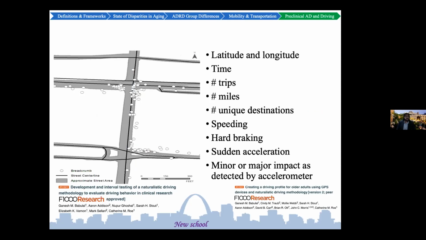And so what we get on a daily basis, anytime a participant starts their vehicle, the device starts recording data. And we get a breadcrumb. A breadcrumb represents at every 30 seconds a particular latitude, longitude, date, and timestamp. And from there, you can extrapolate and look at the number of trips, the number of miles, number of unique destinations across a single trip, across days, across weeks, across months, across years. You get the idea. Additionally, there are some adverse events it records if they do occur. So these are event-based triggers. That's speeding, hard braking, sudden acceleration, and of course, major and minor impact.